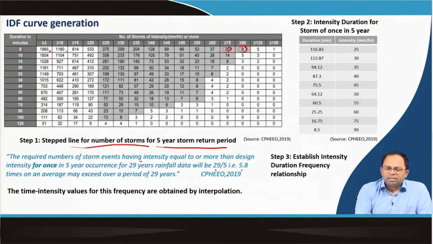So, if I take the value over here, we see that 8, which is for 90 millimeter per hour for 5-minute duration, this is 8, right. So, 8 times the event has occurred. So, at least this is more than 5.8. So, this is my first step.